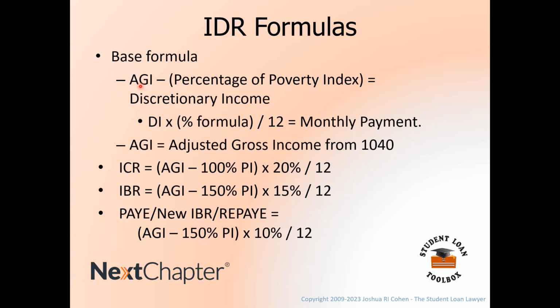You can't do any of that during a 13. You should have everything. But outside of a 13, there are some ways. But the bottom line is, if they do file jointly, that may work against them. It's a case-by-case issue. But they start with adjusted gross income. So we start with AGI. We subtract the percentage of poverty index. So poverty index looks at the family size.